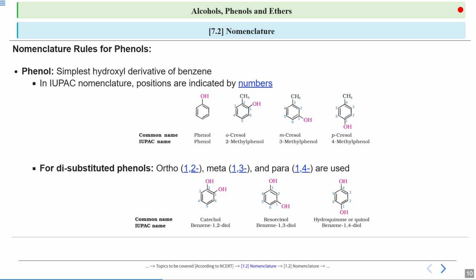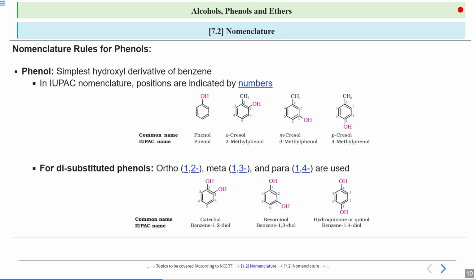You can see these examples along with their common and IUPAC names. The first structure is catechol, or IUPAC name benzene-1,2-diol. So we have two hydroxy groups; the substituents are OH only. The OH group is attached at the first and second position. With respect to the first, the second position is ortho, right? So the common name is catechol and the IUPAC name is benzene-1,2-diol.